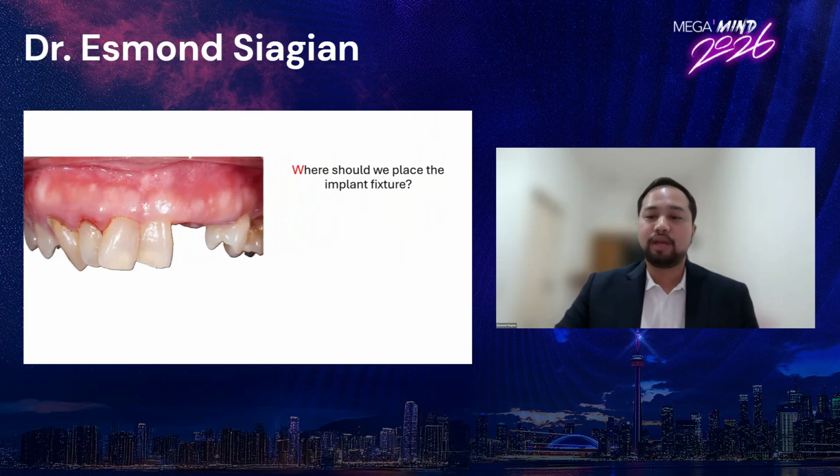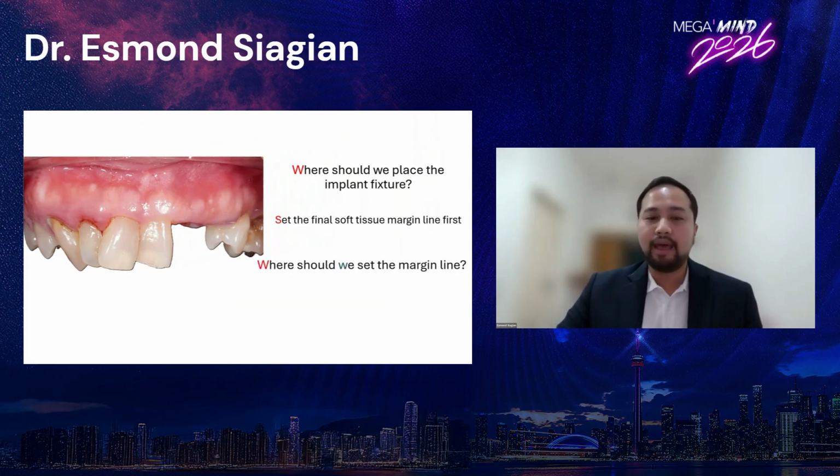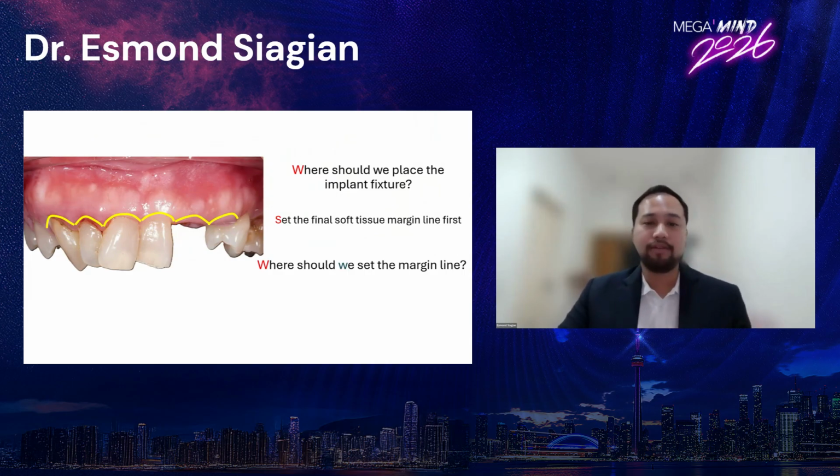The first question that came to my mind before doing implant placement would be where to put the implant fixture. But before I decide to put the implant fixture, I should first plan where the final soft tissue margin line will be. And if you can see the imaginary yellow line, is this yellow soft tissue margin line really good enough? Maybe yes, if we only see this picture.